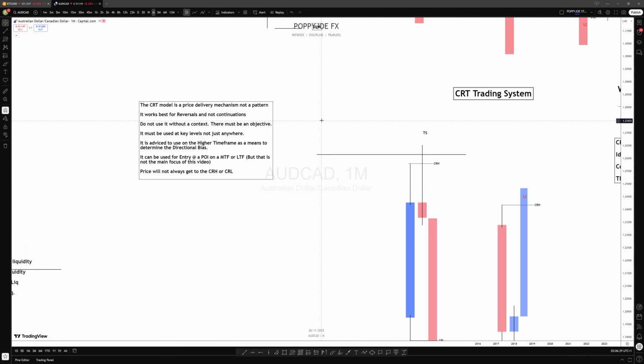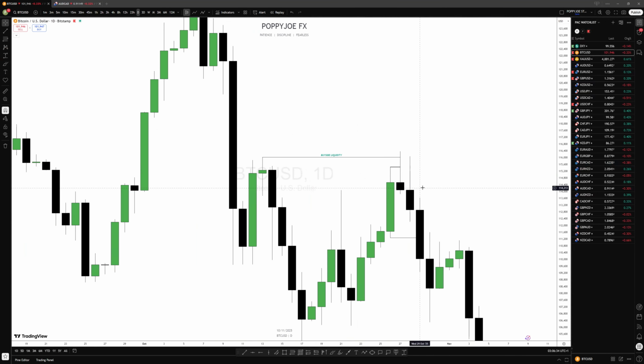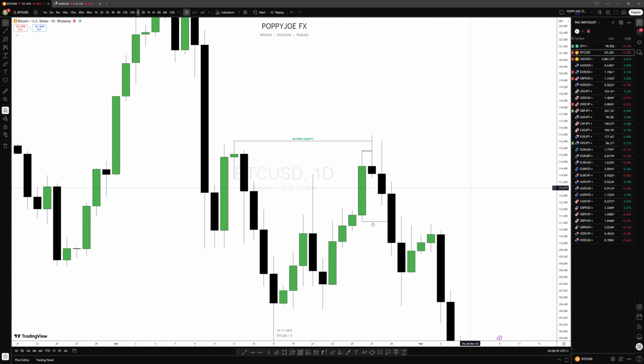Now, it is advised to use it on the higher time frame as a means to determine the directional bias. So on this BTC over here, if I was going to take sells, I had the opportunity of selling for two days. What are the two days? From the moment I saw the CRTs forming here, this particular day I would have gotten a sell. This second day I would have gotten a sell, until the CRT low, which is the low of the range, is mitigated, or price gets to the target over here. Can you see? This is the CRL, the candle range low. This is the candle range high over here. So it's just a simple approach that can give you trading opportunities.